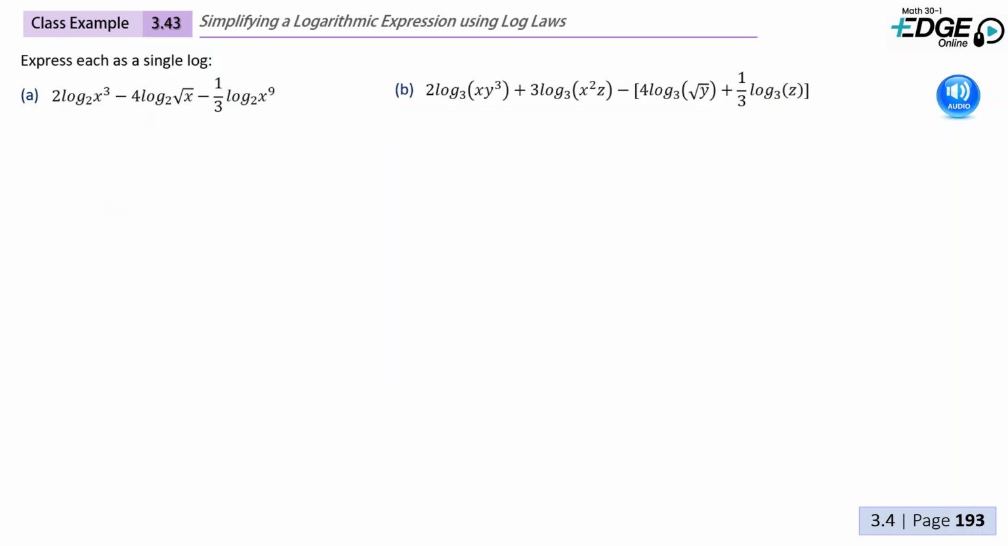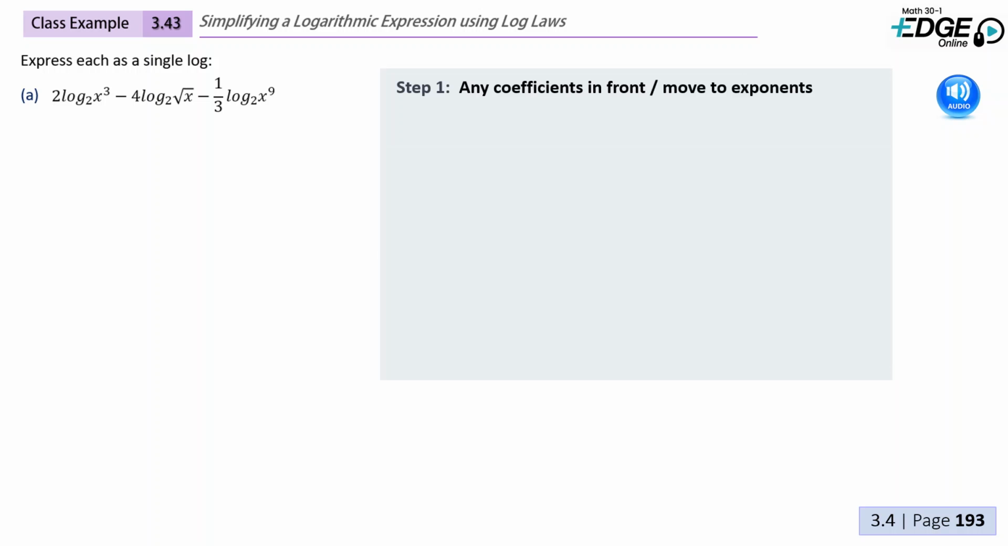Class example 3.43. Express each as a single log. So if we're going to express these three terms as a single logarithm, we first need to make sure that we have the same base, which we do, but we also can't have these coefficients sitting out front if we're going to use our log laws to combine these terms. So the very first thing we're going to do is any of the coefficients that are out front, we're going to move those up to the exponents.